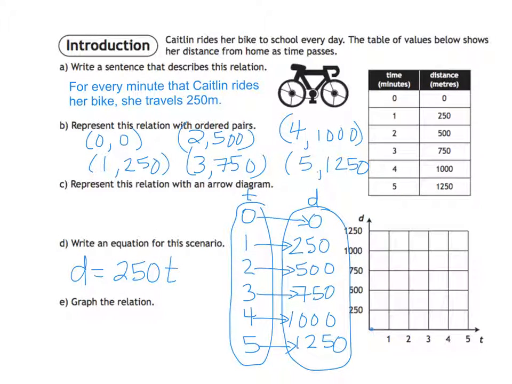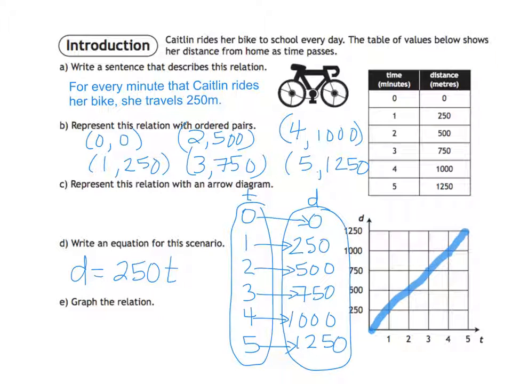I'm just plotting the points. So can you see that little dot there at 0, 0? I think I'll make the dot a little bit bigger so you can see it better. And then we'll do one at 1 and 250 and so on. Plot all those points. And then we'll join them together because this is continuous, right?